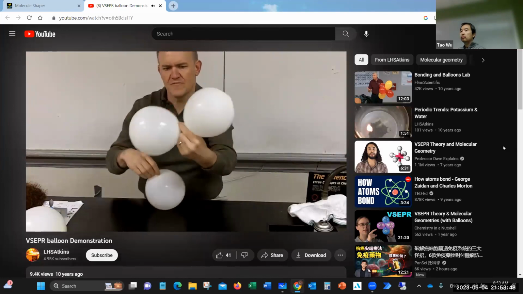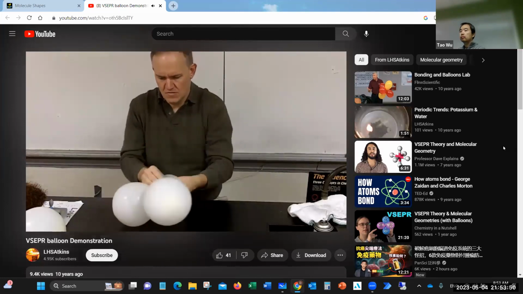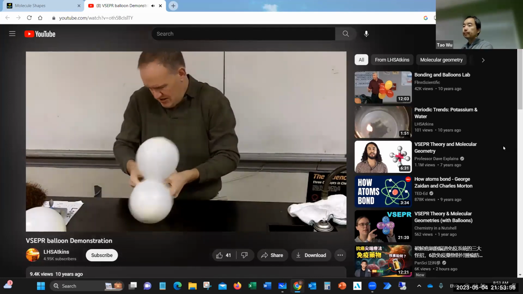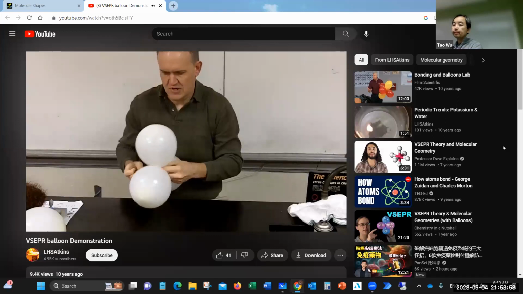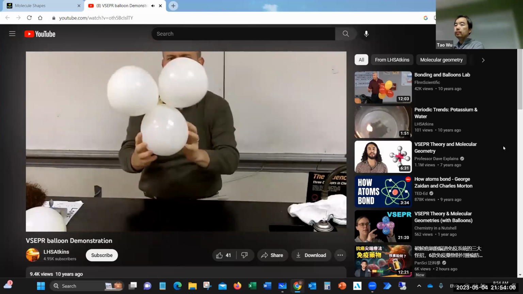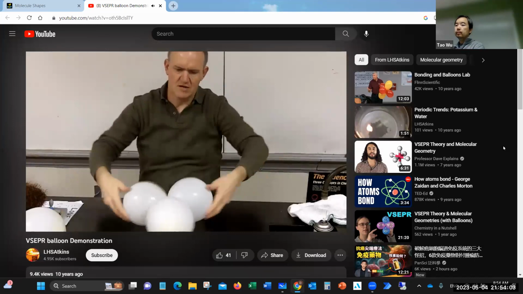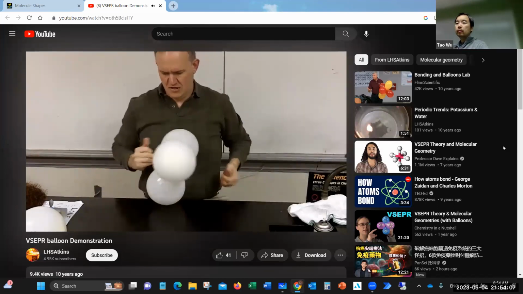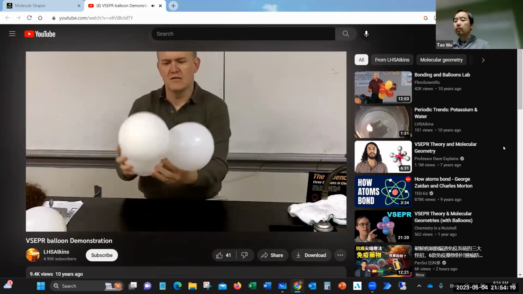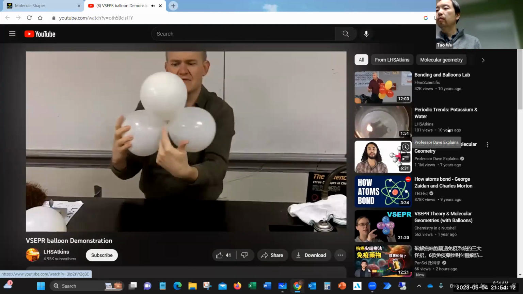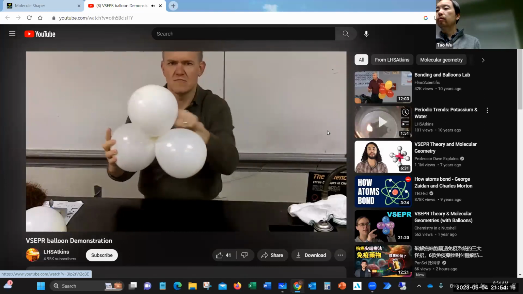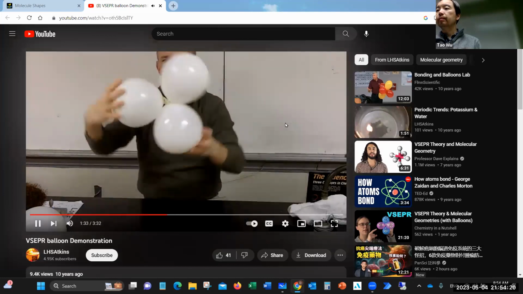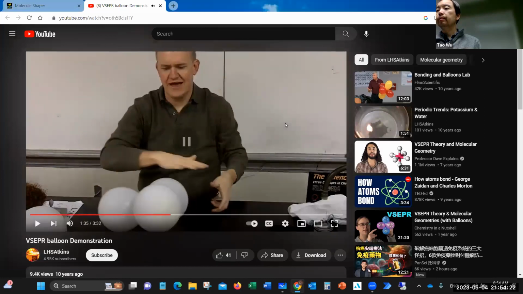However, if we take 3 pairs, 3 balloons, and tie them together, you can see that this is the arrangement that we get. I'm not making them into that, that's just the natural lowest energy state that they can go into. So in this, imagine that the atom is at the center, you have these electron pairs around it, and you have 120-degree bond angles, and it's flat.